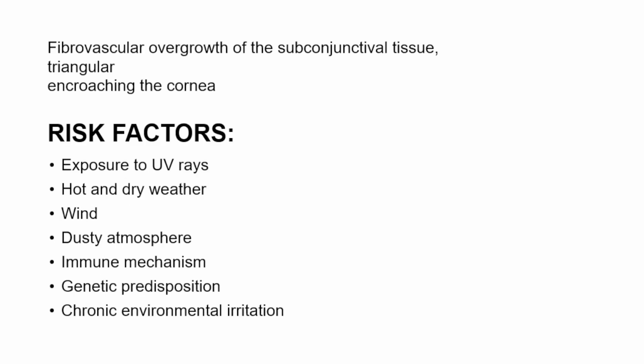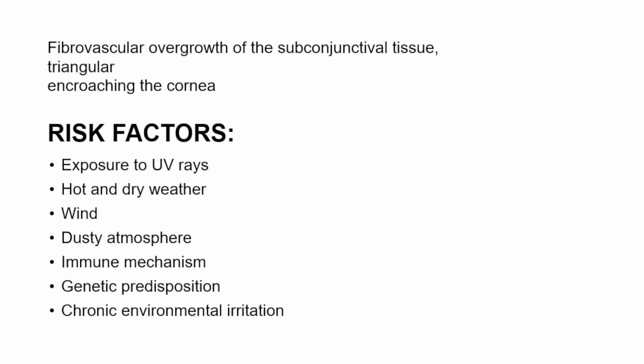Basically, pterygium is classified under conjunctival degeneration. It's rather a proliferative lesion. It is described as a fibrovascular overgrowth of the subconjunctival tissue, seen as a triangular or ring-shaped lesion encroaching upon the cornea. It's a Greek word. Pteri means wing. It is in the shape of a wing, so it is called pterygium.